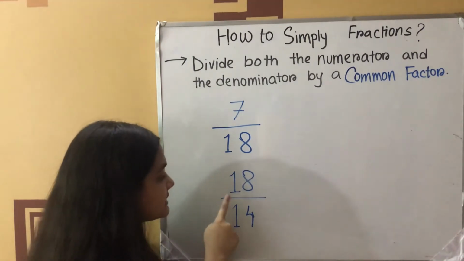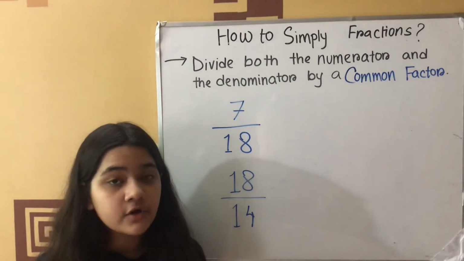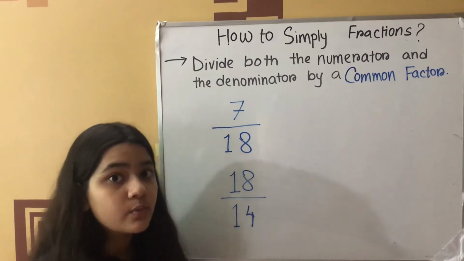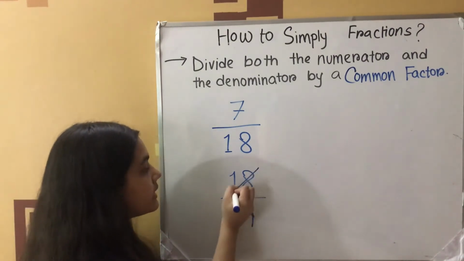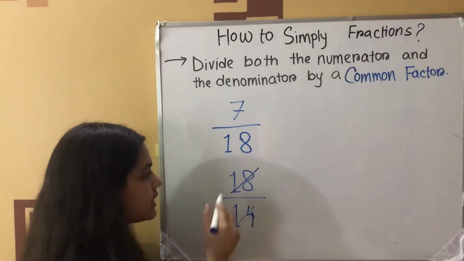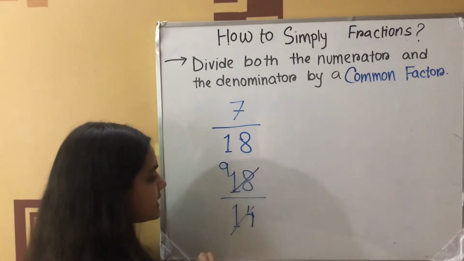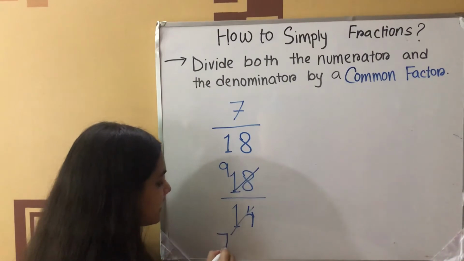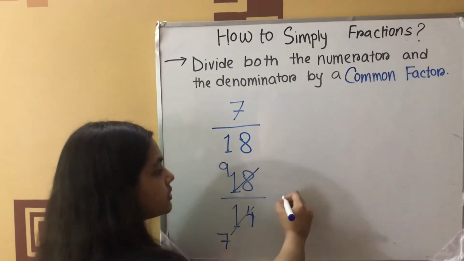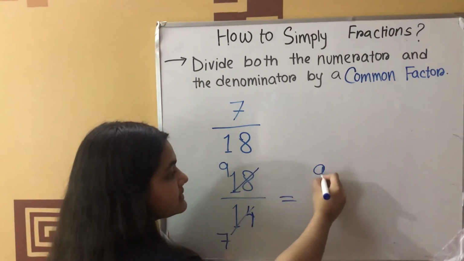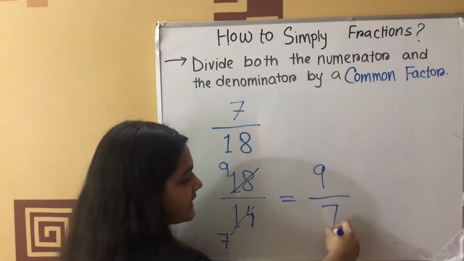But 18 by 14, they have common factors. Let's see what their common factor is. We can divide both these two numbers by 2. 2 9s is 18, 2 7s is 14. So their simplest form is 9 by 7.